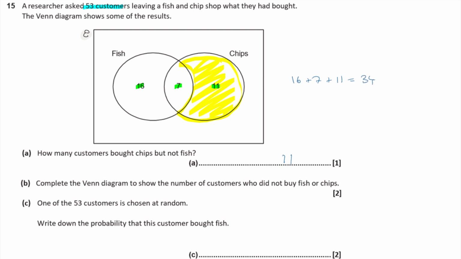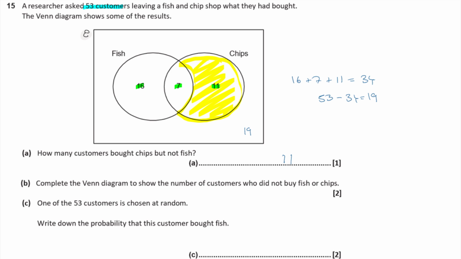So there are missing 53 minus 34 customers, aren't there? 53 minus 34 has a difference of 19. So there must have been 19 customers who bought neither fish nor chips from the fish and chip shop. What did they buy? I don't know, but I know it wasn't fish and chips. So that bit is done.